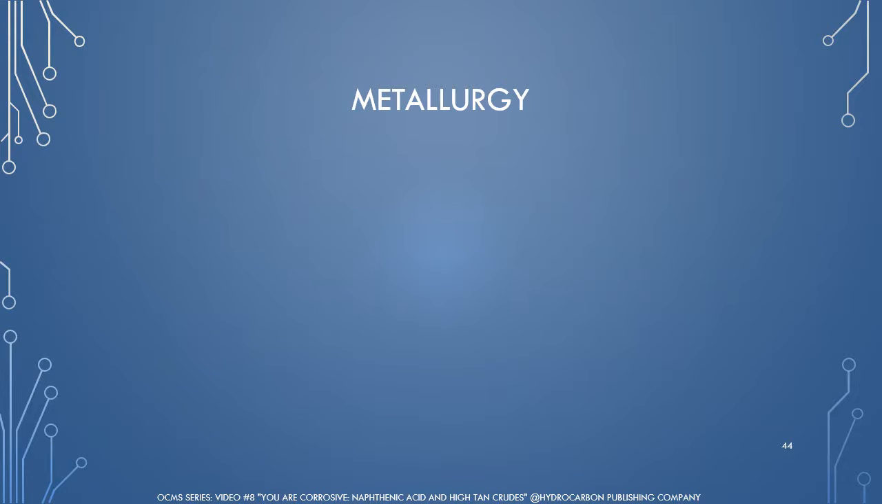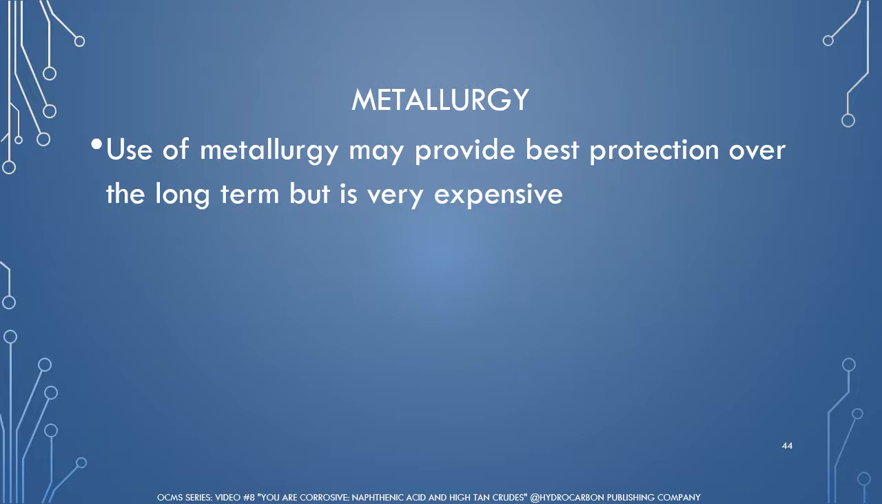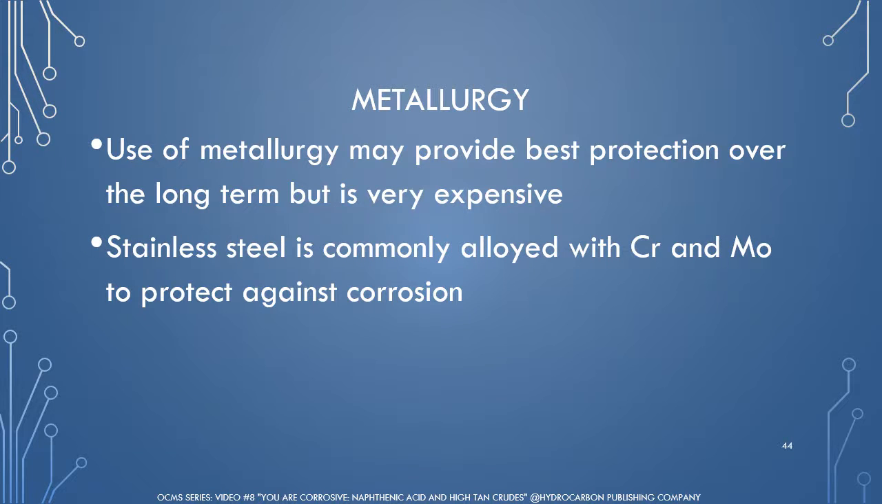Upgrading refinery equipment and surfaces using metallurgy may provide the best protection in the long term, but is a very expensive measure to take and would only be economical if HACs are continuously processed for an extended period of time. Steel is commonly alloyed with chromium and molybdenum to protect against NAC.